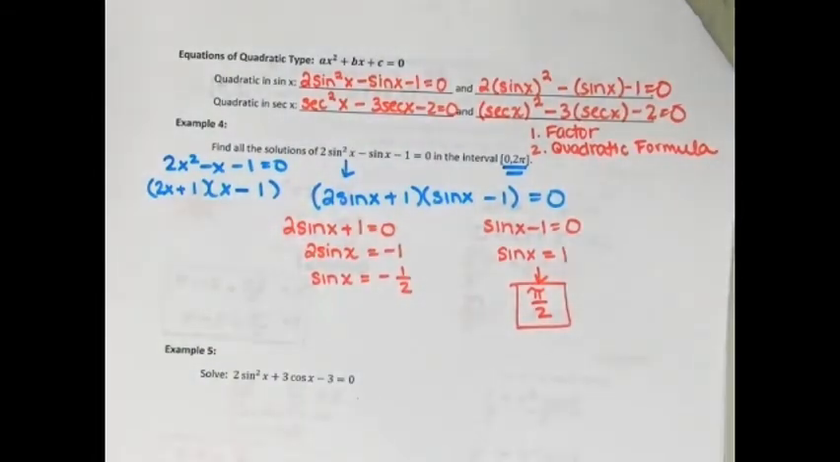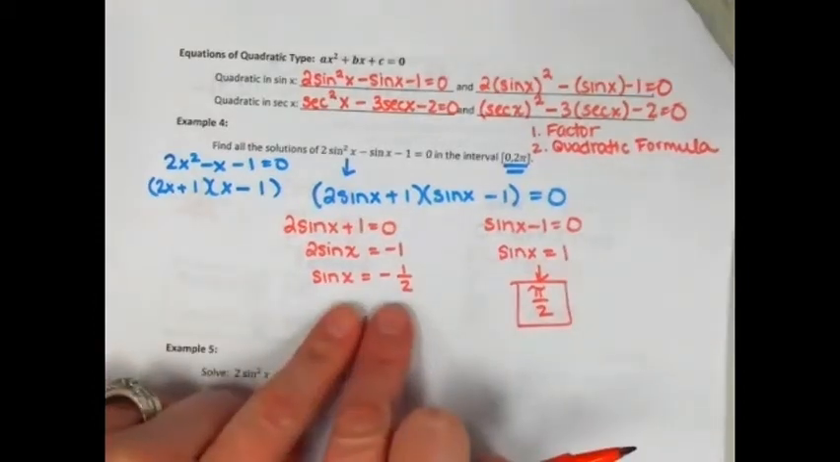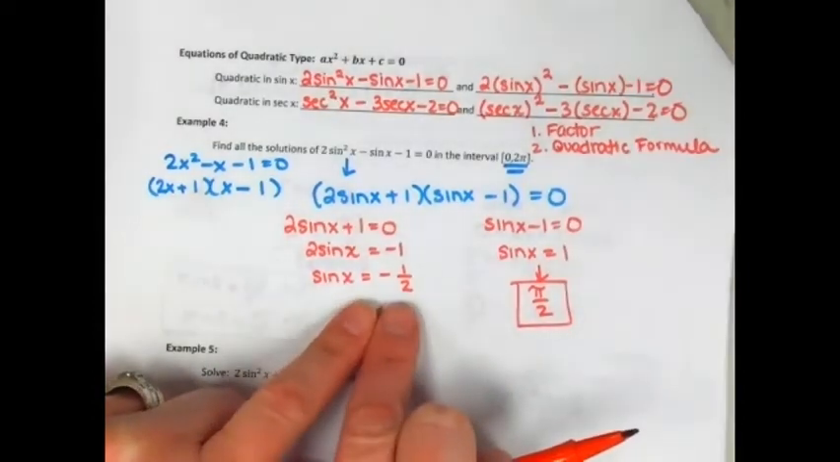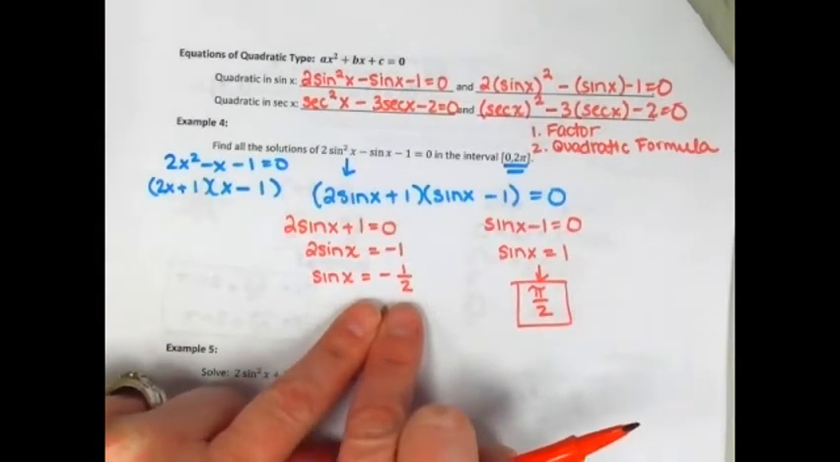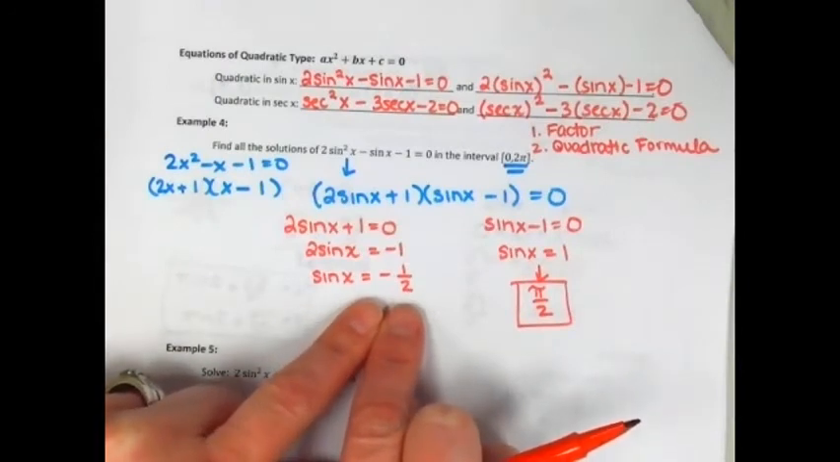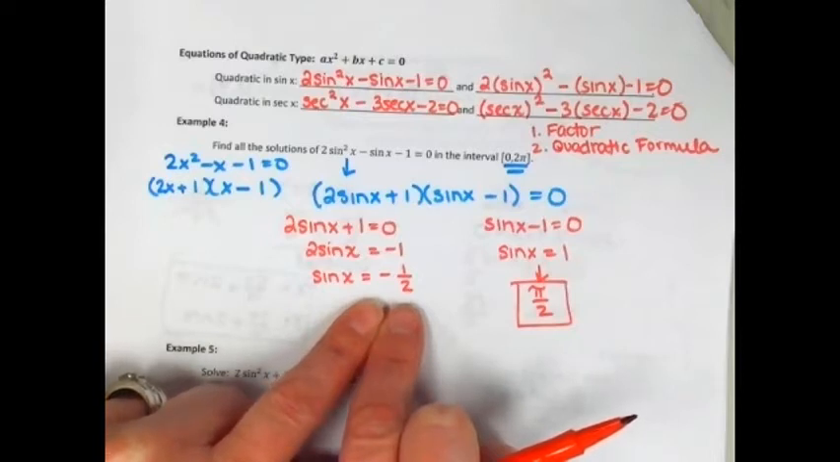So negative 1/2, is that a 30, 60, 90 triangle or a 45, 45, 90 triangle? 30, 60, 90, right? So we know this is going to be one of those 30, 60, 90s. Now, if it's 1/2, is it pi over 3 or would it be pi over 6? Would that be based off of the 30-degree angle or the 60-degree angle?